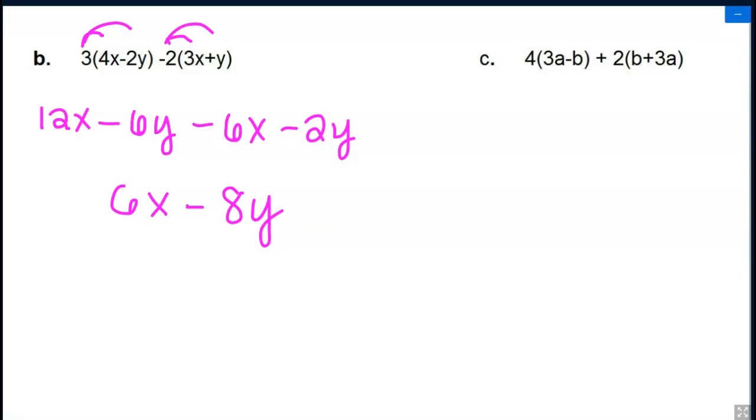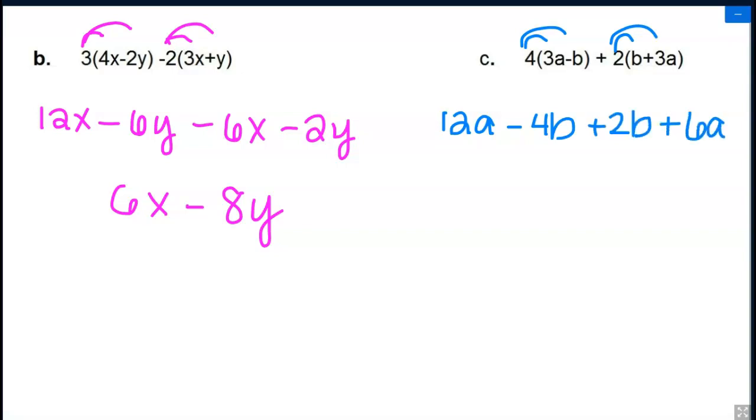Distribute to letter C. So you get 12a minus 4b plus 2b plus 6a. Combine like terms. So you get 18a minus 2b.